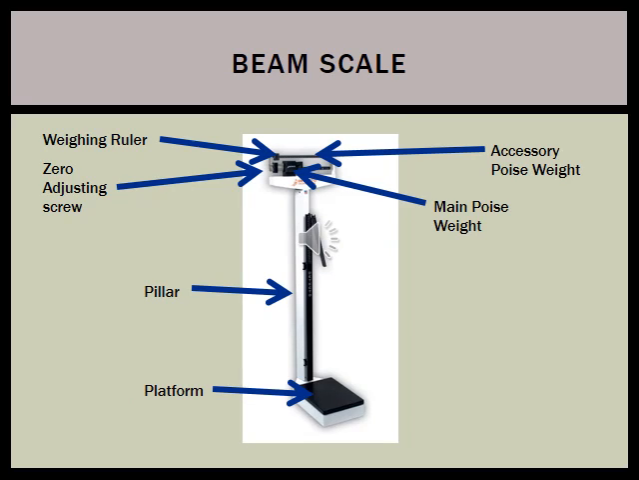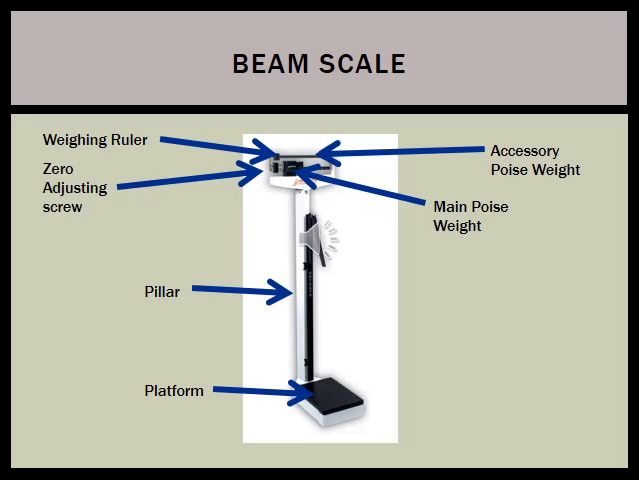A beam scale is used to measure how much a person weighs. An individual will stand on the platform. The pillar attaches to the weighing ruler. The main poise weight will be moved over. There are 50, 100, 150, 200 different weights on the main poise weight.